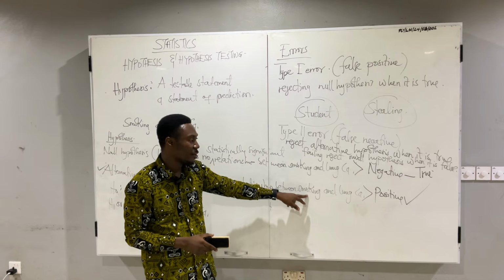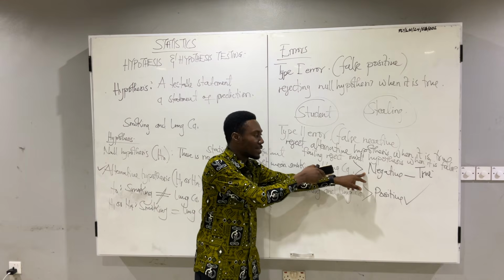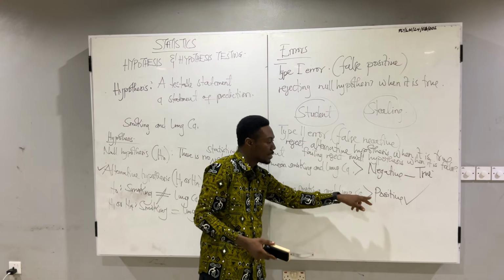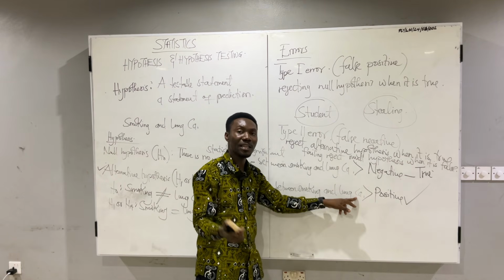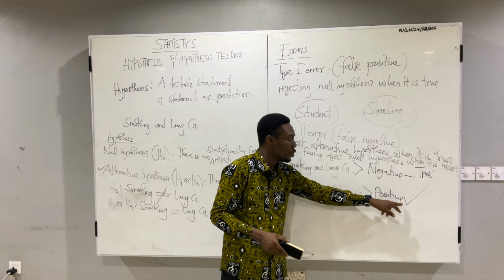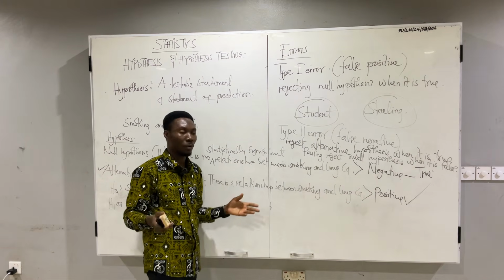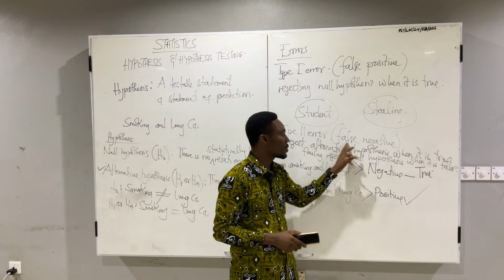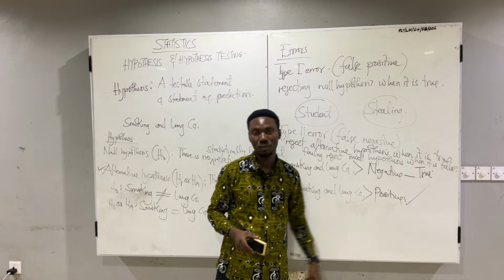And that's why we call type 2 error false negative. False because the null hypothesis is the negative hypothesis, so if you reject the alternative hypothesis, it means you've accepted this. In a situation where the alternative is correct, but you reject the alternative hypothesis when it is correct, you've committed what we call type 2 error. That's why we also call it the false negative. Rejecting alternative hypothesis when it is true.